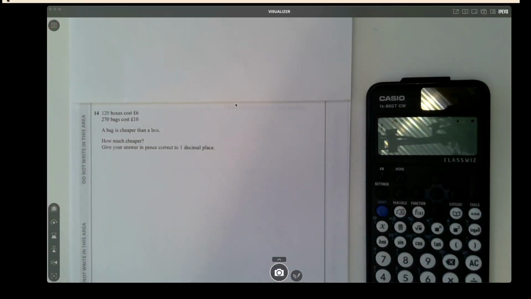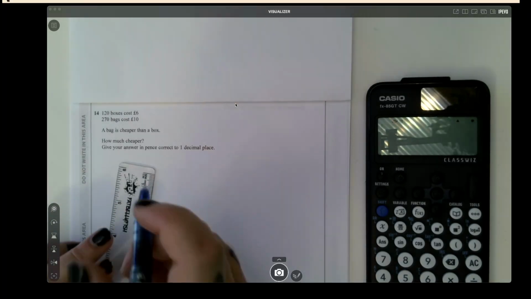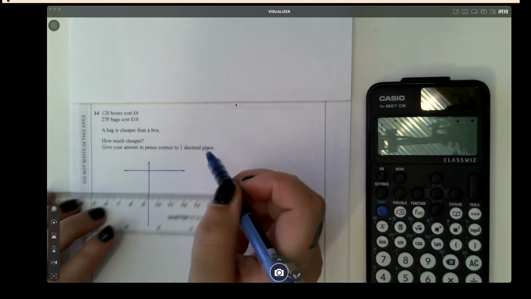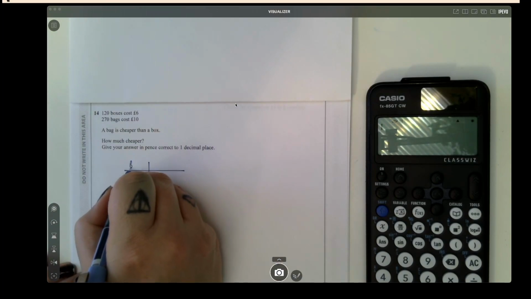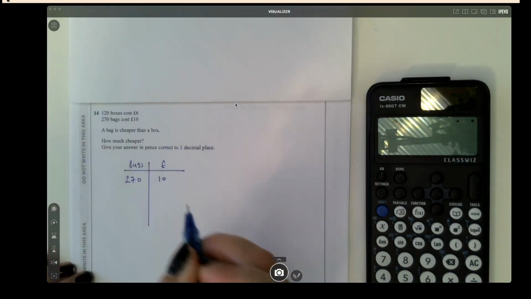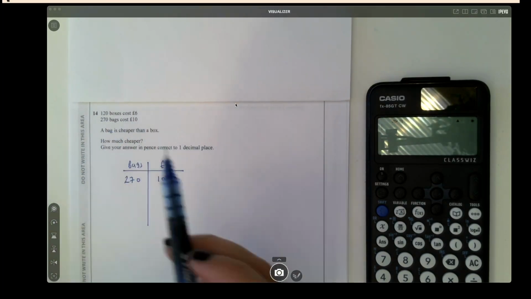Question 14. 120 boxes cost £6. 270 bags cost £10. A bag is cheaper than a box. How much cheaper? Give your answer in pence correct to 1 decimal place. Okay, so if we've got bags and their price, 270 bags is worth £10. That's what it tells us here, look.